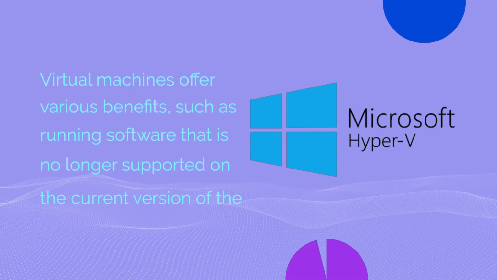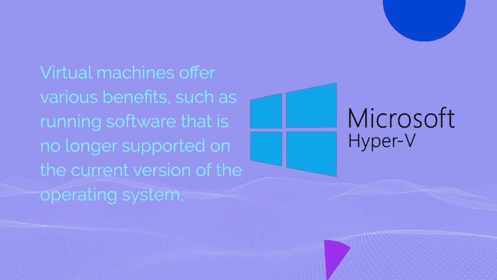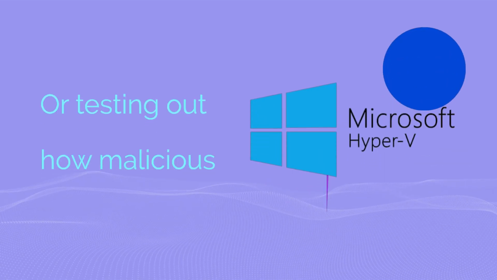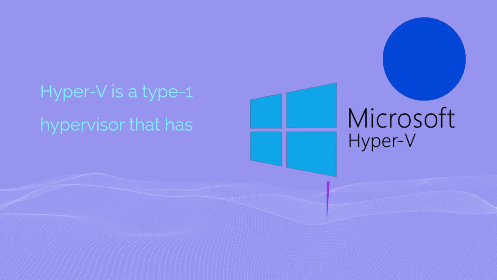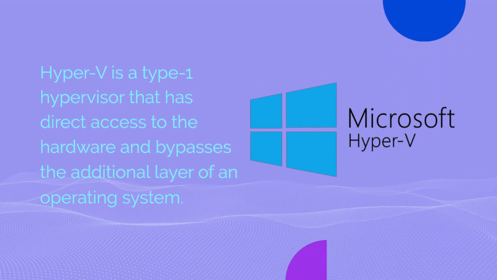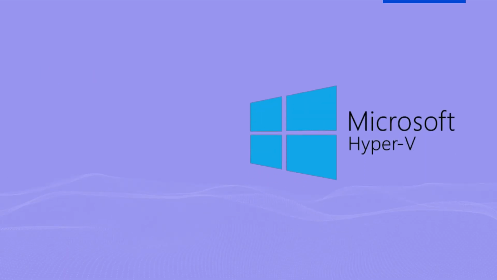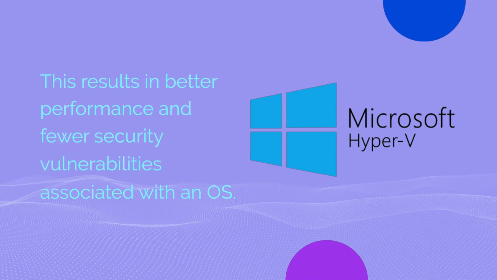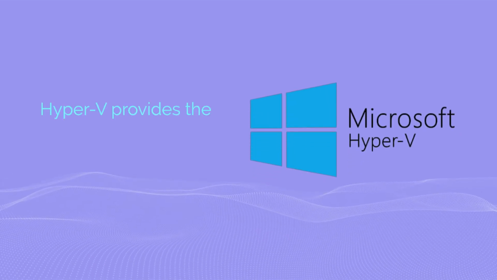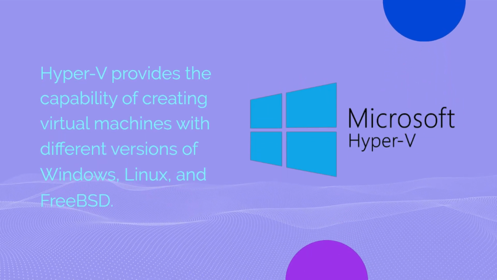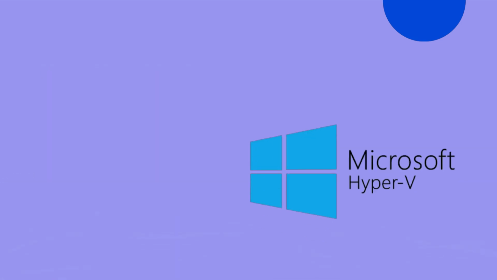Virtual machines offer various benefits, such as running software that is no longer supported on the current version of the operating system, or testing out how malicious code may affect a computer. Hyper-V is a Type 1 hypervisor that has direct access to the hardware and bypasses the additional layer of an operating system. This results in better performance and fewer security vulnerabilities associated with an OS. Hyper-V provides the capability of creating virtual machines with different versions of Windows, Linux, and FreeBSD.